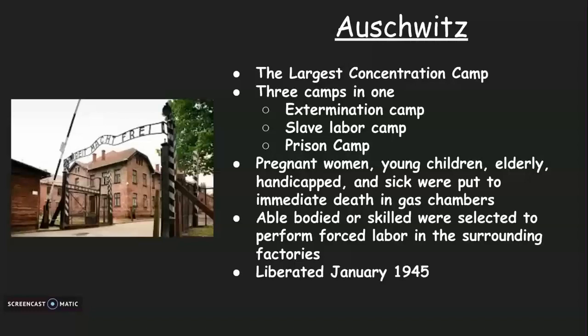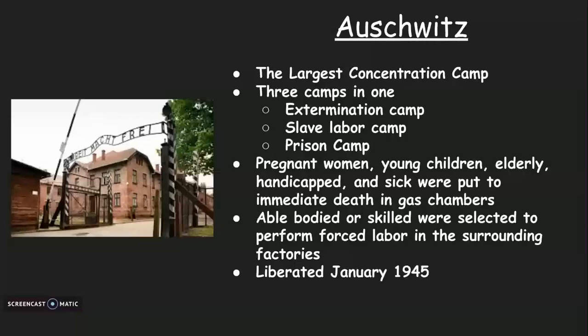Pregnant women, young children, the elderly, the handicapped, and the sick were put immediately to death by gas chamber. They would just pile all these people in a gas chamber and lock the door behind them and turn on gas. People who were able-bodied or skilled were selected to perform forced labor in the surrounding factories. They were not treated well, right? They were deprived of adequate food, shelter, clothing, and medical care, and they were pretty much worked to death.